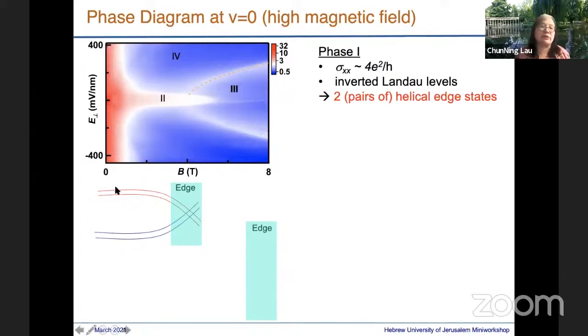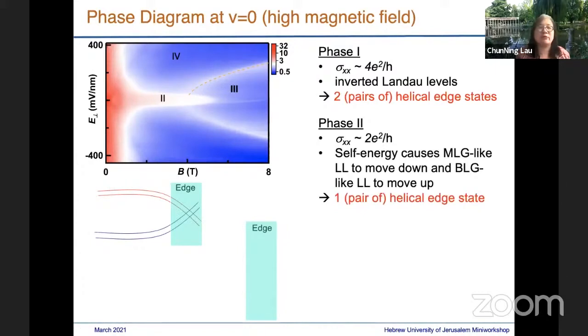And now we have level inversion of the hole band above the electron band. The electron band is from the bilayer branch, and the hole band is from the monolayer branch. They actually don't mix because they are protected by the symmetry of the crystal. So now we have the level inversion, and this gave us two pairs of helical edge states, and so this gave us 4e²/h.